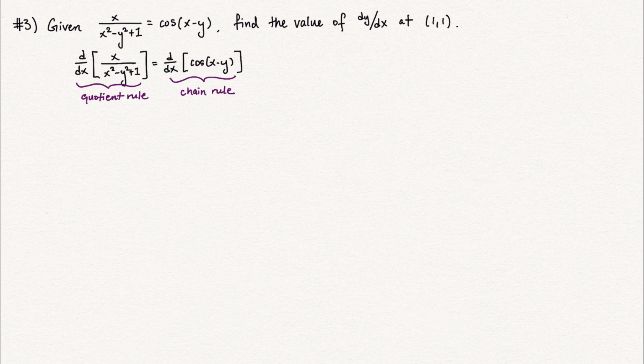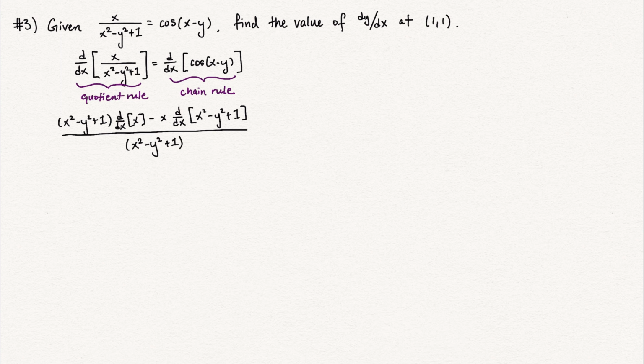Okay, so now let's expand out both the left and right-hand sides according to the rules that we've just figured out. On the left side, we're going to get low d high, which will be the derivative of x, minus high d low, which would be the derivative of x squared minus y squared plus 1. And then over the square of what's below, so we divide by the denominator squared. Okay, so that was the quotient rule.